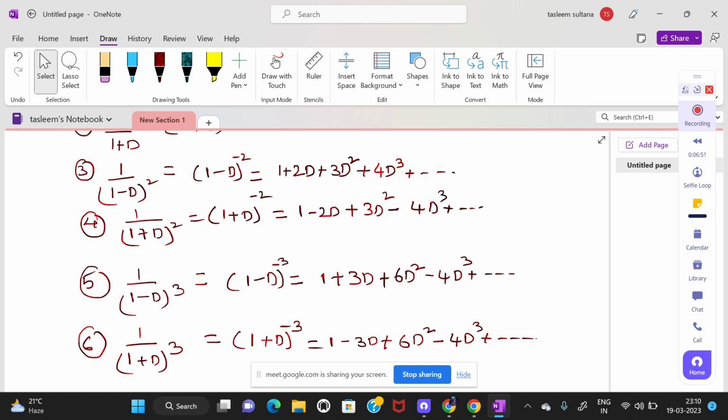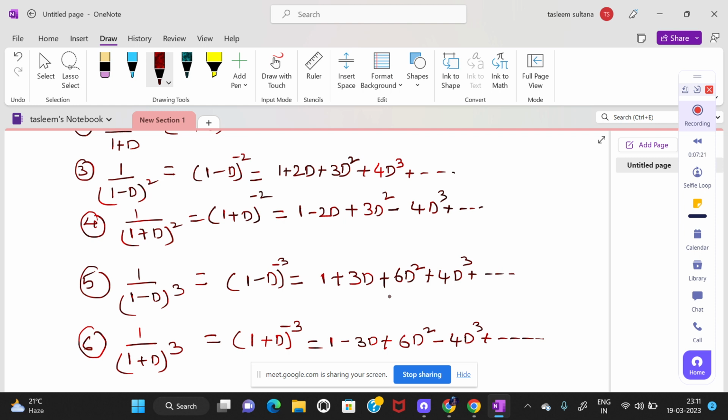Is it plus 3D plus 6D square plus 4D cube, or is it minus 4D cube? The fifth one? This should be plus. Sorry, this series will be plus when it is 1 minus D; the complete series will be plus. When it is plus, the series will be alternating.